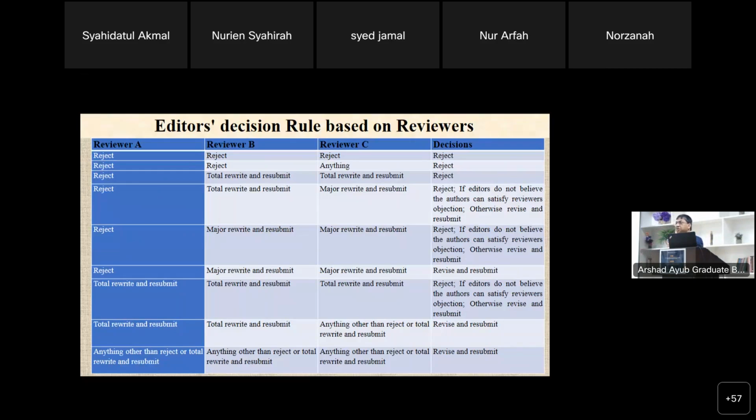Now, most of the journals, when you submit, ask you to give referees. It's mandatory to give 3 referees' names.